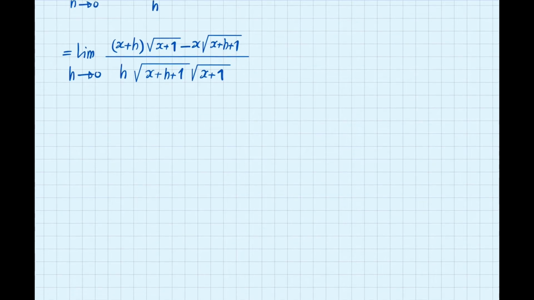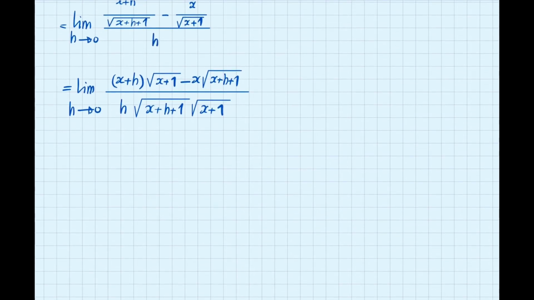Okay. So what I do, assume that I have copied and pasted this one, so in front of it I multiply it by the conjugate of the numerator. So the conjugate of the numerator is x plus h times square root of x plus 1 plus x times square root of x plus h plus 1. And then I also multiply the denominator by that. So I multiply and divide by this expression, yes?